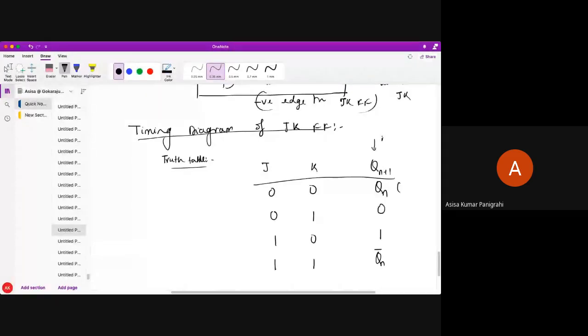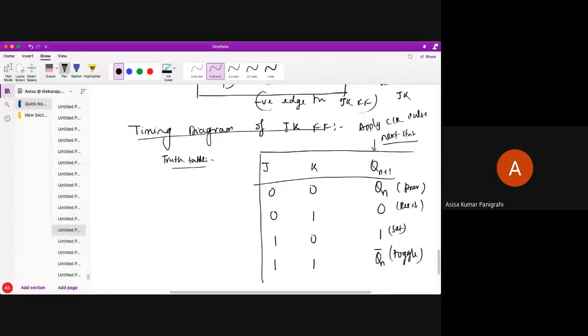When will this next state come? When I apply the clock pulse. Without that we will not get anything. So this is called the previous state, this is called the reset state, this is called the set state, this is called the toggle state. Okay, we know about it. The JK flip-flop will give the next state output when there is a clock pulse.